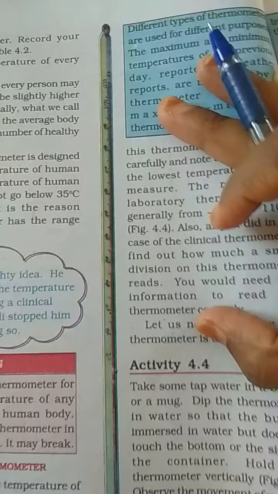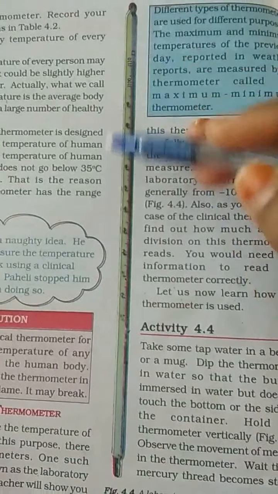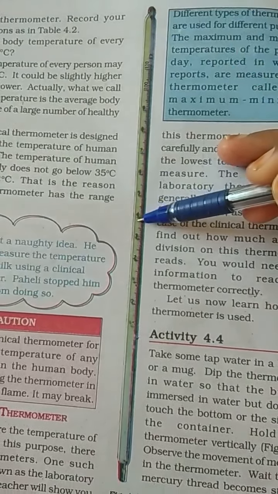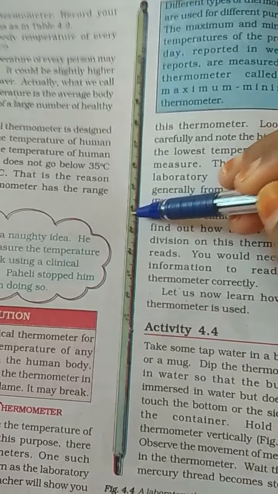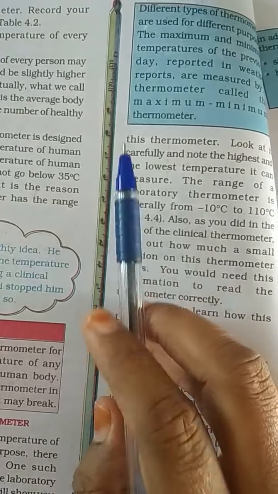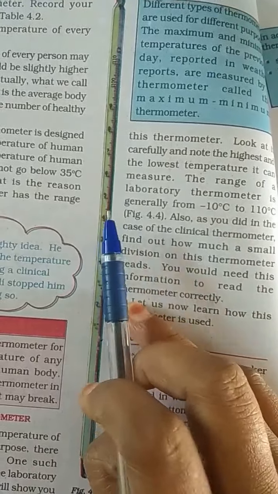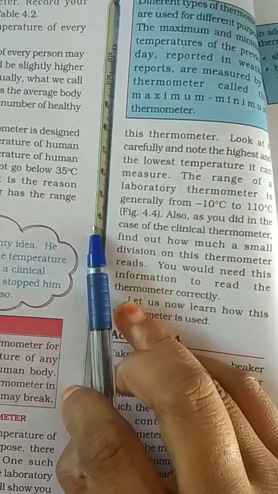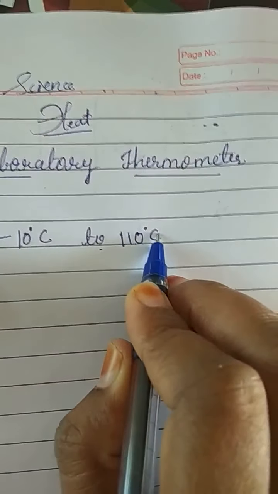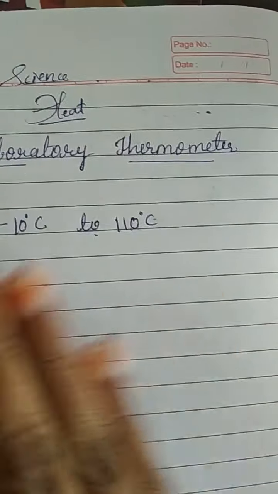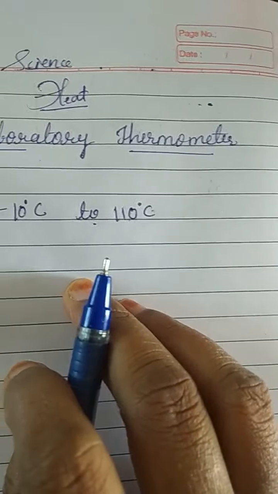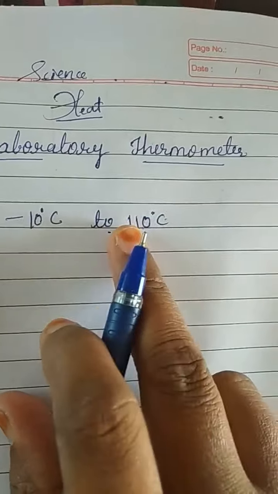Here I will show you. Actually it is not there in our laboratory, so I am showing it in the textbook. This is a laboratory thermometer. Observe carefully and note down its lowest and highest temperature. The range of a laboratory thermometer is generally from minus 10 degrees Celsius to 110 degrees Celsius. Also, as in the clinical thermometer, find out how many small divisions the thermometer has, so that you can read the thermometer correctly.